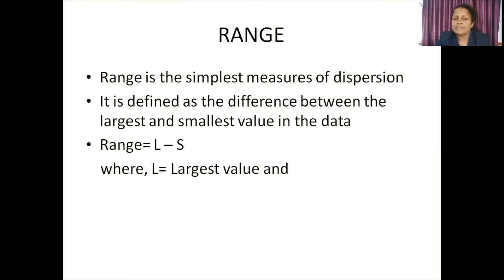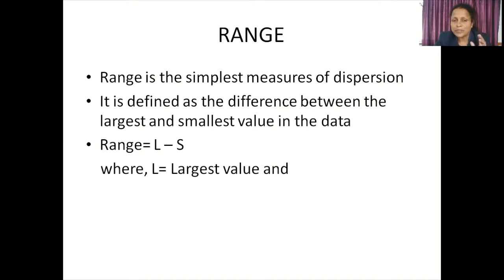We have to find this range in three types of data: first raw data, second ungrouped data, and third grouped data. In raw data, we are given only observations, that is values of xi. In ungrouped data, we have observations with their frequencies. And in grouped data, our observations are grouped in class intervals. We have to find range, variance, and standard deviation in all these three types.